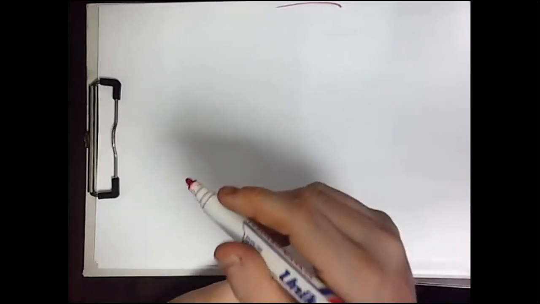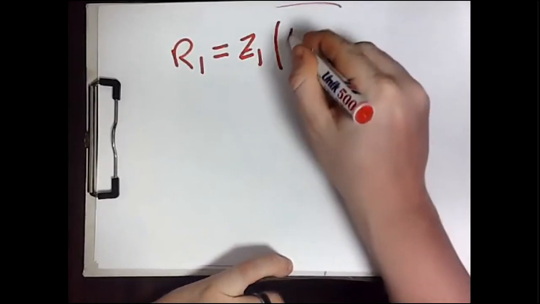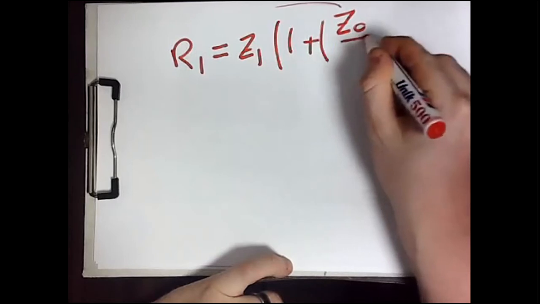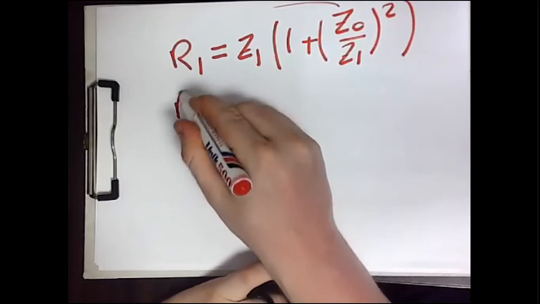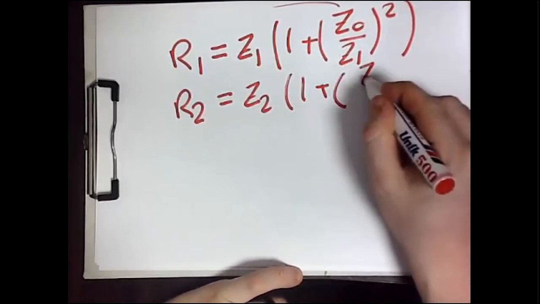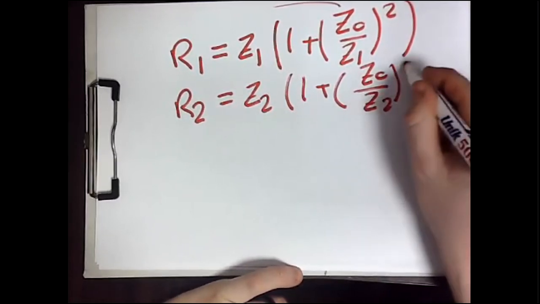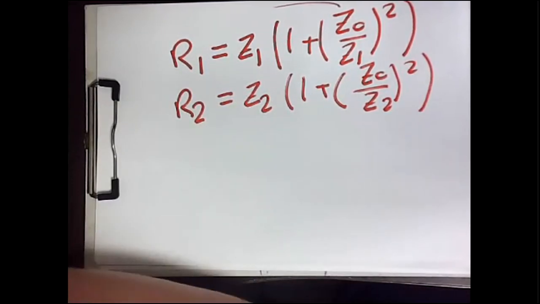Okay, so let me pick up my pen and start. Let me first start by rewriting the equations. We have two radii: R1 equals Z1 times (1 plus (Z node over Z1) whole squared), and R2, the second radius, equals Z2 times (1 plus (Z node over Z2) whole squared). So these are the two radii for the two spherical mirrors. What is the condition we are going to solve?